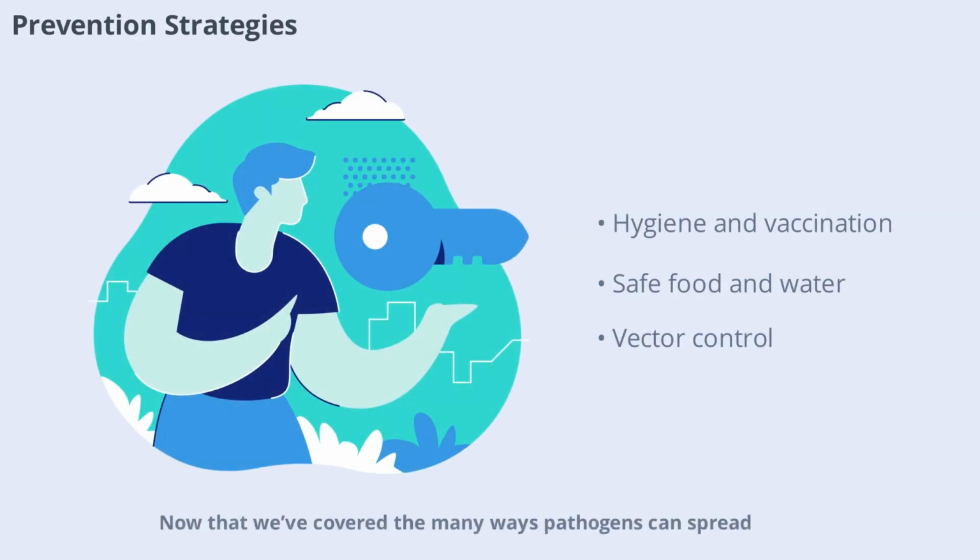Now that we've covered the many ways pathogens can spread, let's focus on prevention. Good hygiene, vaccination, safe food and water, vector control, and public health measures all play vital roles. By understanding transmission methods, we can make informed choices to protect ourselves and others.